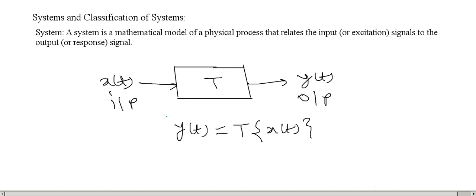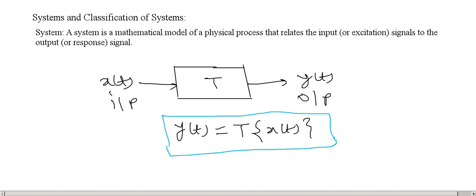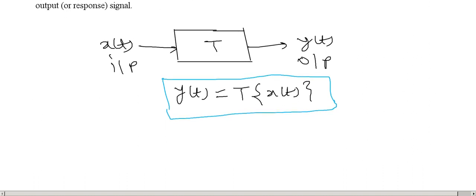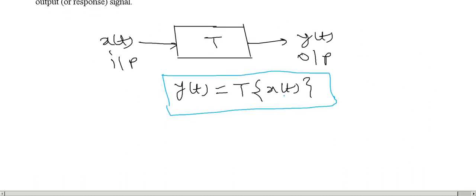It means the system T is an operator which, when it operates on the signal x of t, produces another signal y of t. Or we can say it is a mapping from one set to another set by a well-defined mathematical rule. So this is the formal definition of the system.